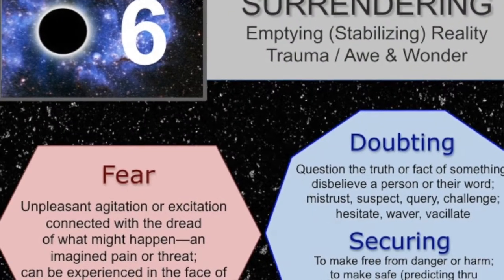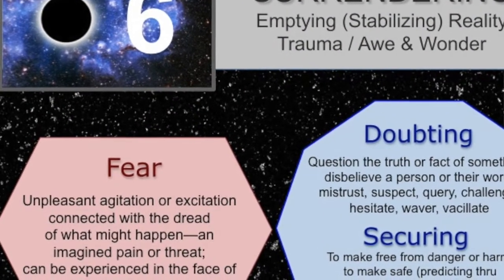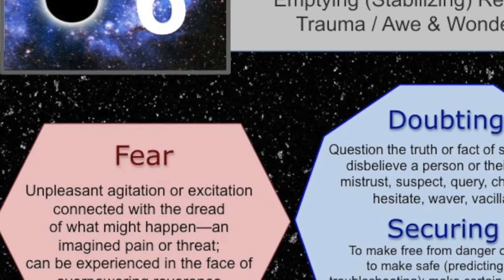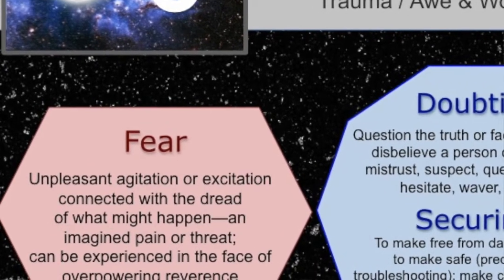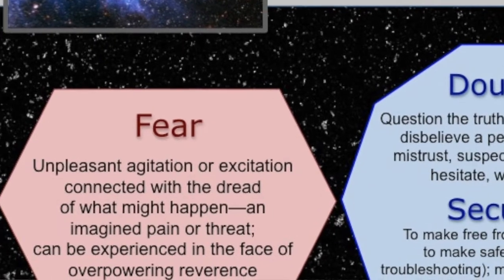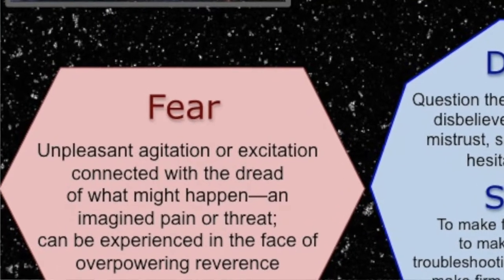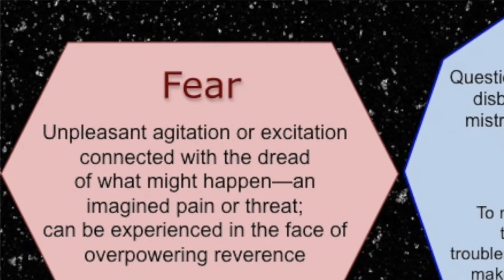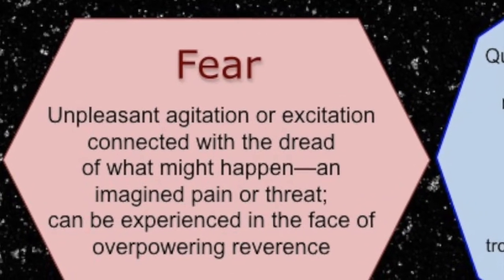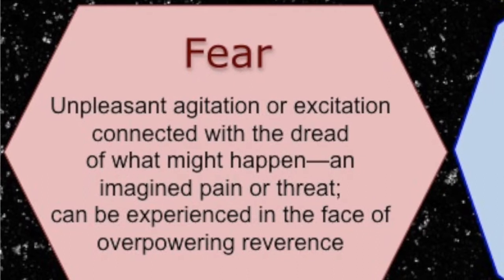This leaking of radiation over time, the so-called Hawking radiation, means the black hole may be slowly shrinking and may disappear altogether eventually, although this may take up to 100 billion times the age of our current universe. And so this all connects to the passion of the type 6, which is fear. Fear is an unpleasant agitation or excitation connected with the dread of what might happen and imagined pain or threat in the future. And as I talked about, fear can also be experienced in the face of overpowering reverence, such as the fear and trembling associated with awe and wonder.